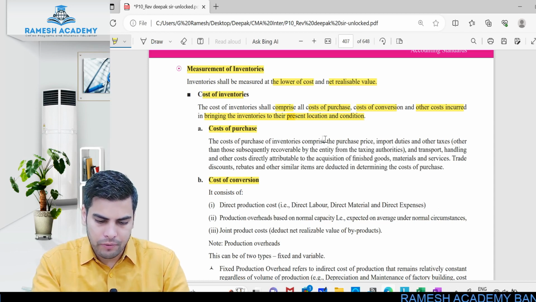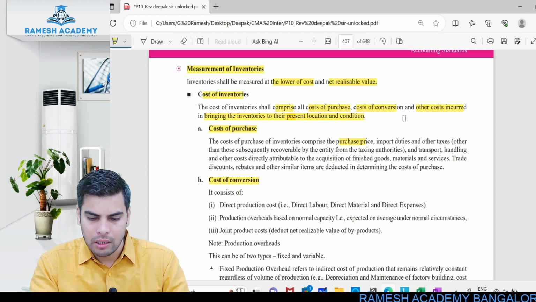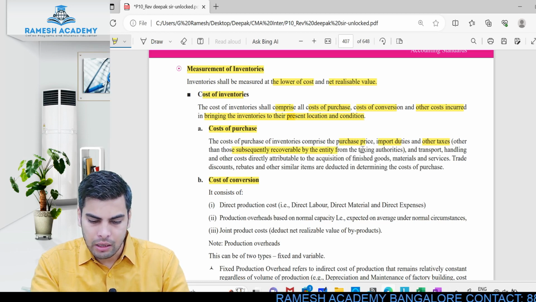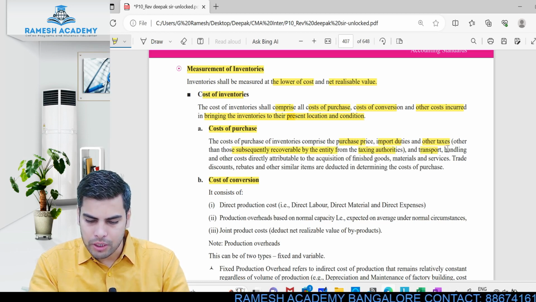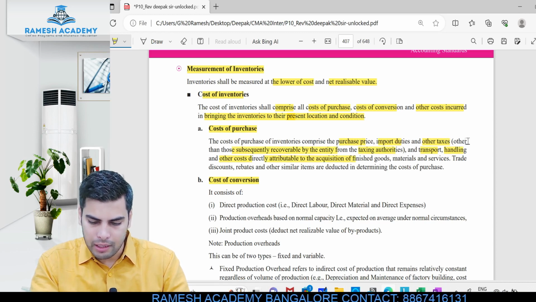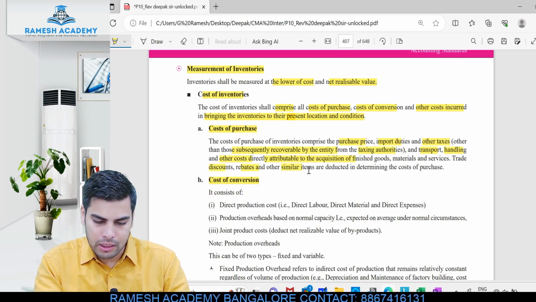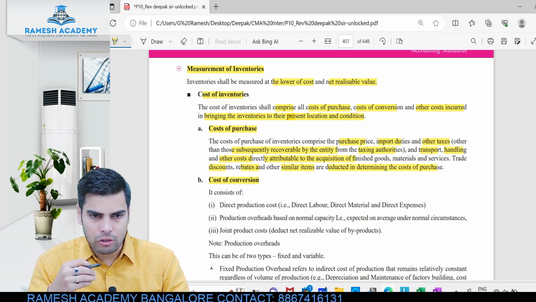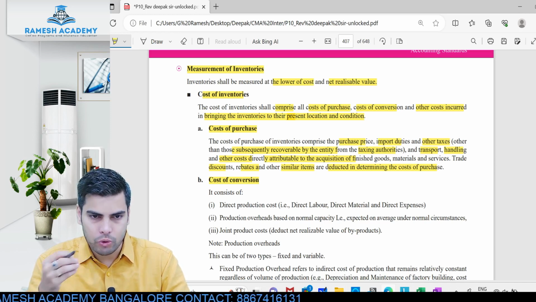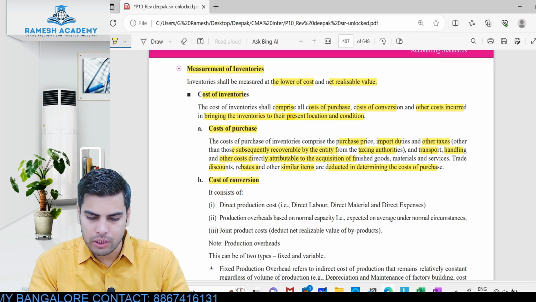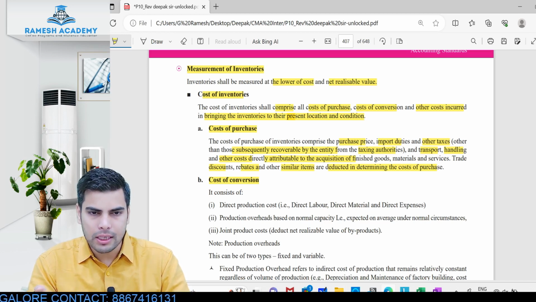Look at this. The cost of purchase of inventory comprises purchase price, import duty and other taxes other than those subsequently recoverable by the entity from the taxing authorities, and any transportation, handling and other costs directly attributable to the acquisition of the finished goods, material and services. Trade discounts, rebates and other similar items are deducted in determining the cost of purchase. So if there is any additional tax which I am supposed to pay, like customs duties and import duties, these will also form part of my cost component.